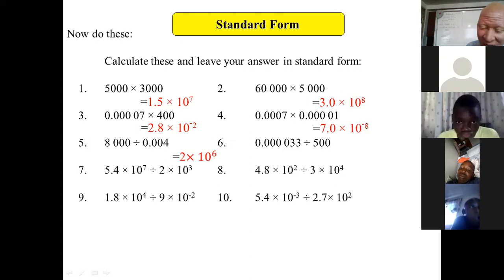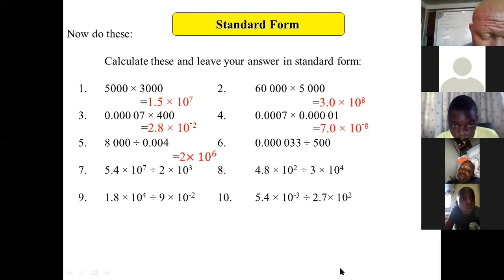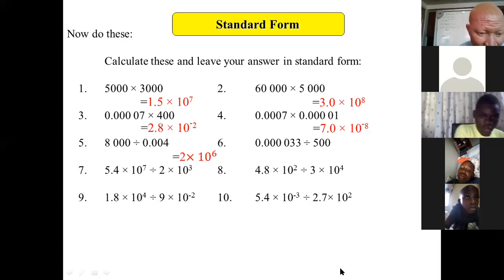Okay, let me just move that so you can understand. Listen to me, I will explain everything to you. When you do that, you are going to get 7 times 10 raised to power minus 5. And then your 400 will be 4 times 10 raised to power 2.